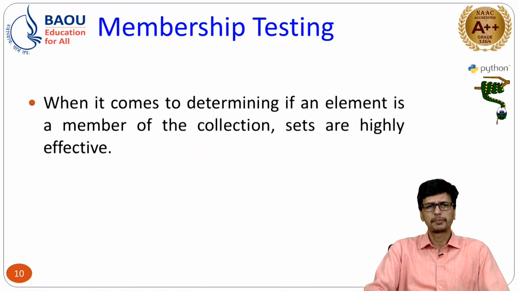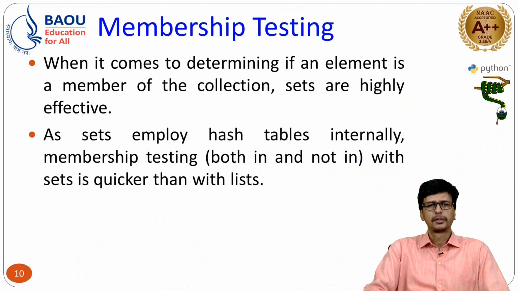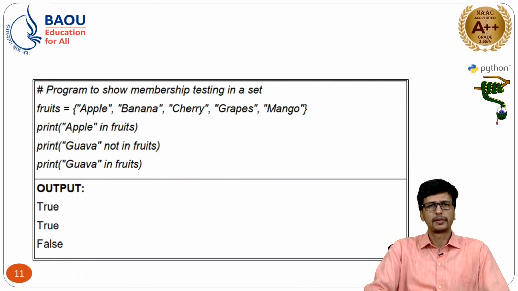Then after membership testing, you can check whether a particular element is available in the set or not. You can observe here in the example, say for example, print apple in fruits. Again, the in operator is used. The output is in boolean form: if the element is inside the set, the result will be true. If it is not there, then false will be returned.